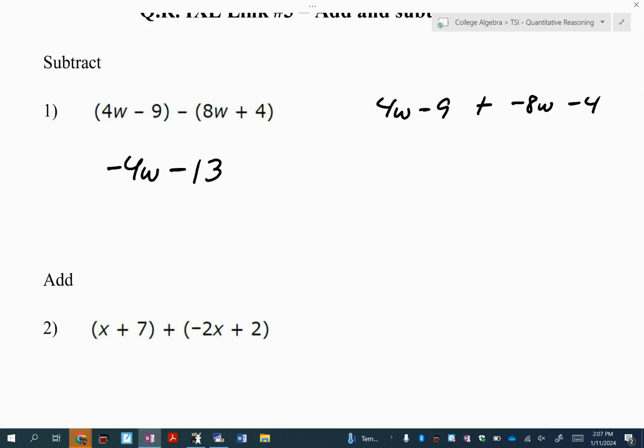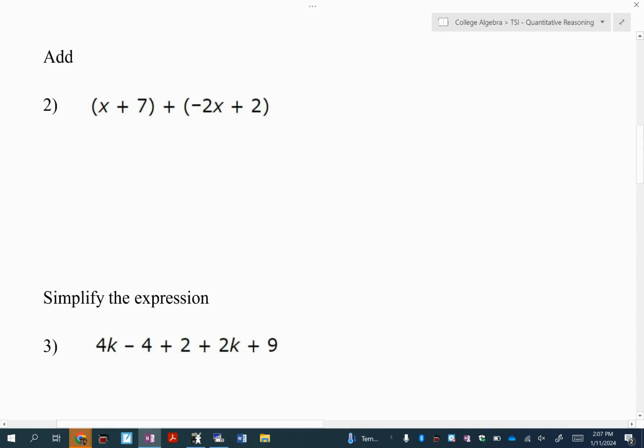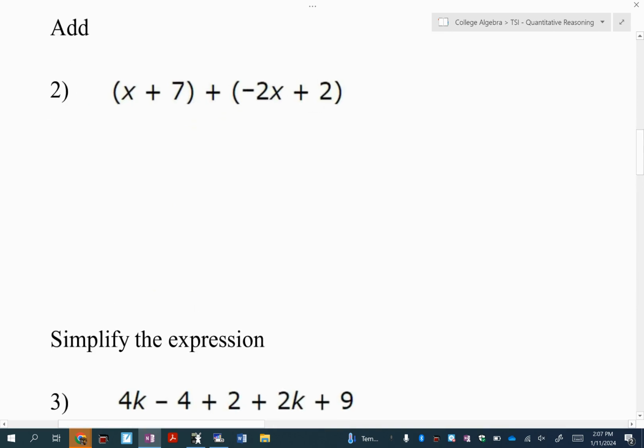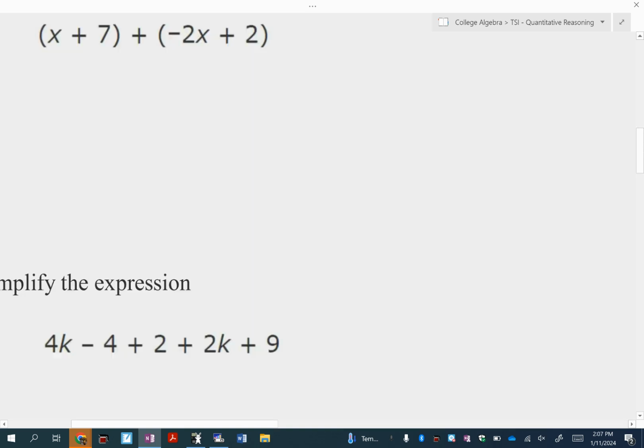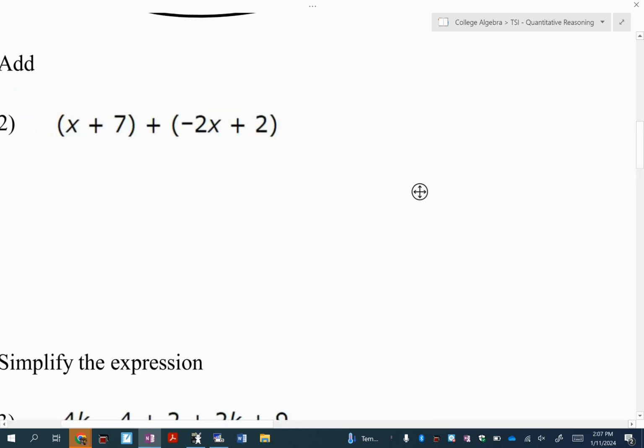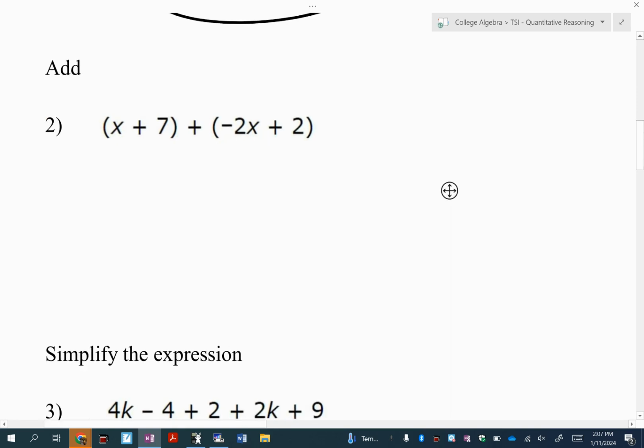Okay. Let's do number 2. That's it. Yeah, that's all you got to do. Let's do number 2. It says x plus 7 plus negative 2x plus 2.